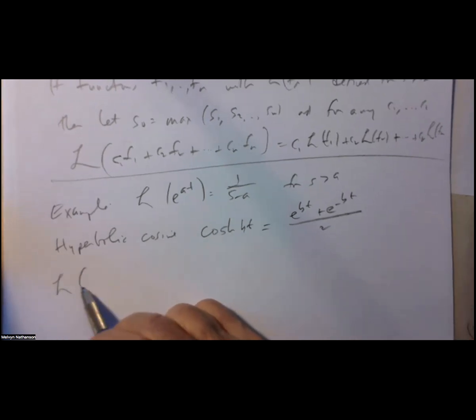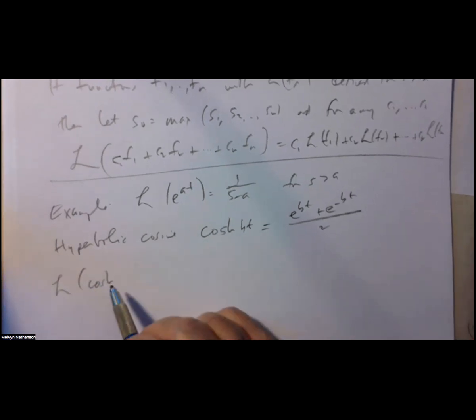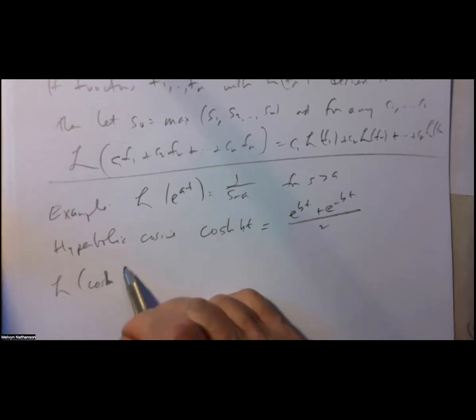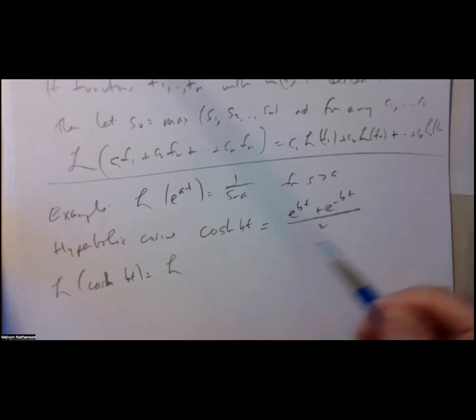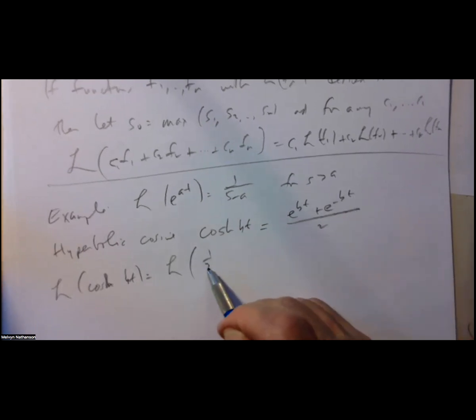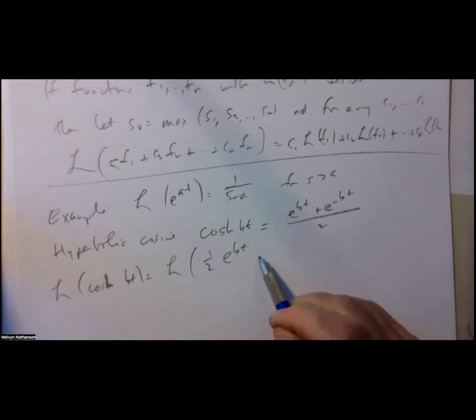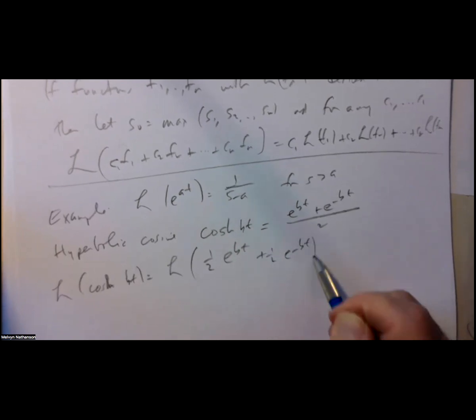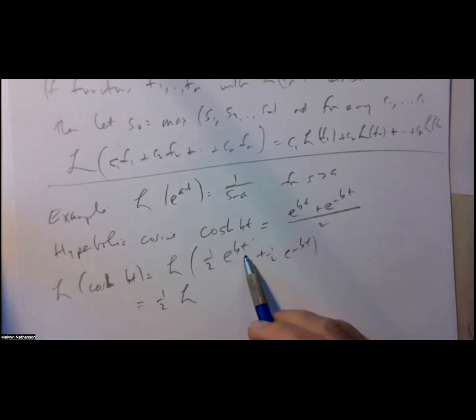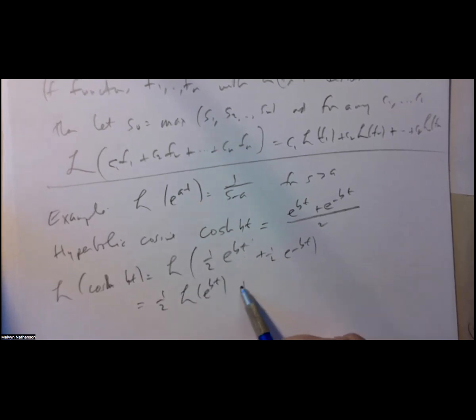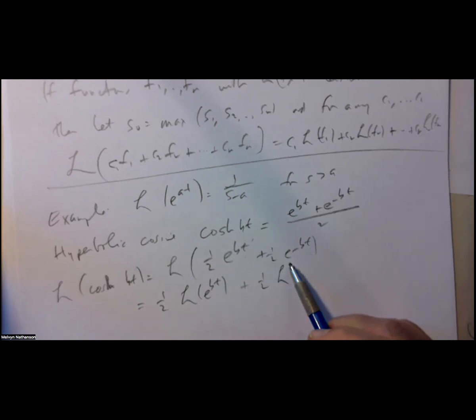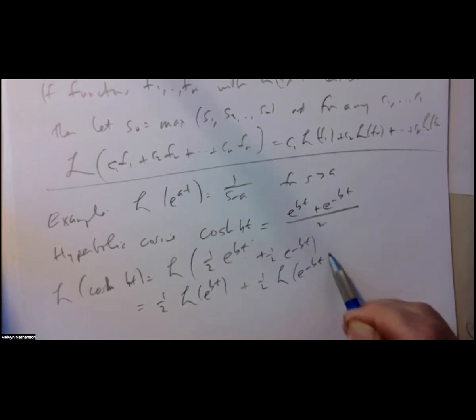What is the Laplace transform of the hyperbolic cosine? That's the Laplace transform of this. What is this? This is 1/2 e to the bt plus 1/2 e to the minus bt. By linearity, this is 1/2 the Laplace transform of e to the bt plus 1/2 the Laplace transform of e to the minus bt.